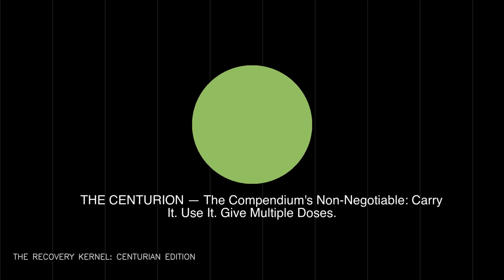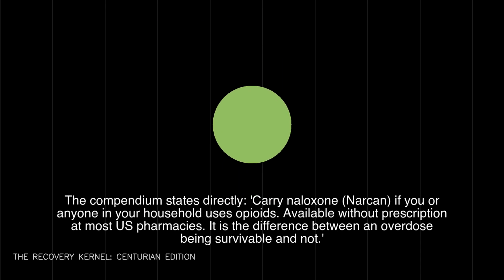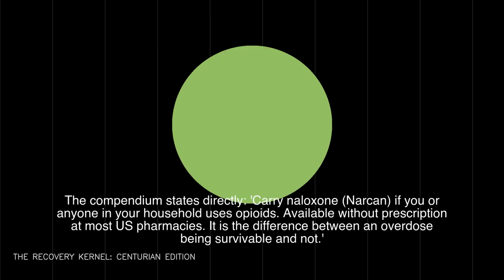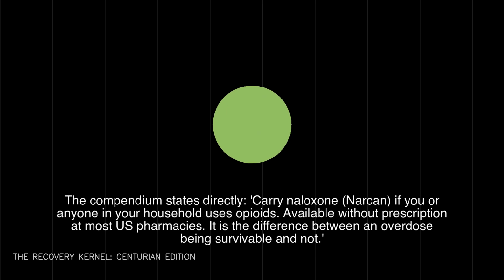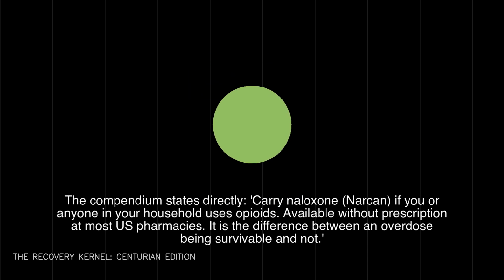For fentanyl specifically, a single standard naloxone dose may be insufficient. Fentanyl's high potency means more receptor binding that may require more naloxone to reverse. Standard naloxone dosing was calibrated for heroin. Fentanyl's potency means the receptor binding may outlast a single dose.